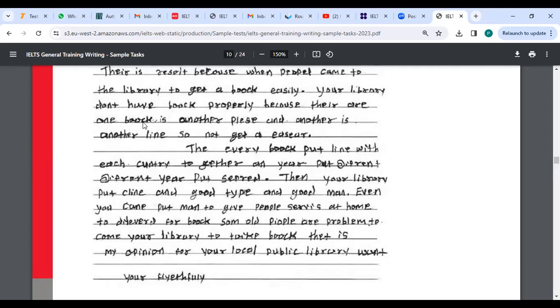Orient. I can't see that word well. Orient here, put separate. Then your library puts Klein and good type and good man. Even you came put man to give people service at home to deliver for book some old people and problem to come here library to took book. That is my opinion for your local public library wants. Yours faithfully.